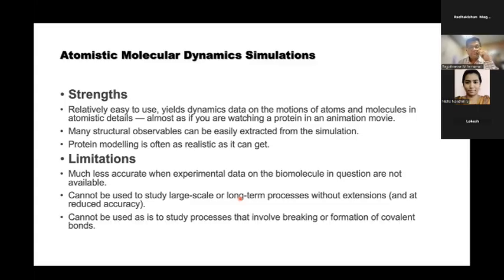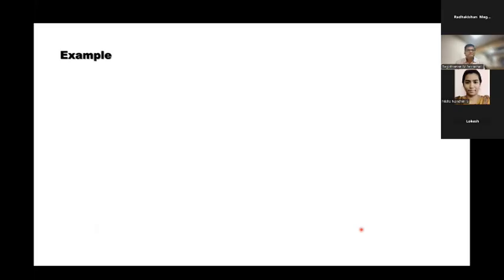Okay, so it also cannot be used for breaking or making covalent bonds because that doesn't exist. In our current setup, whatever tool, whatever force field we use, we can maintain the existence of covalent bonds, but we cannot see breaking or making of covalent bonds.